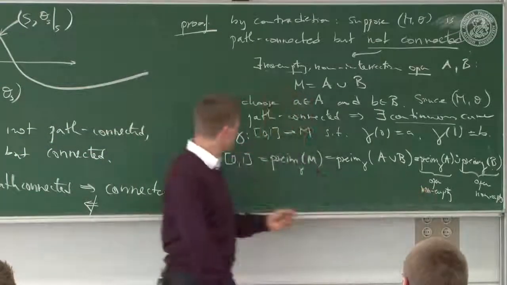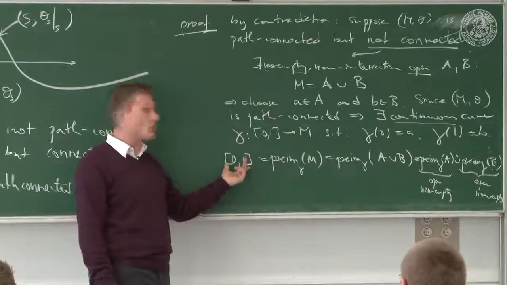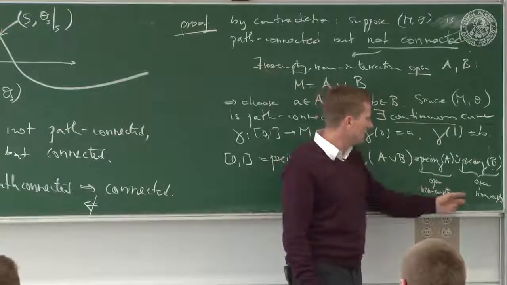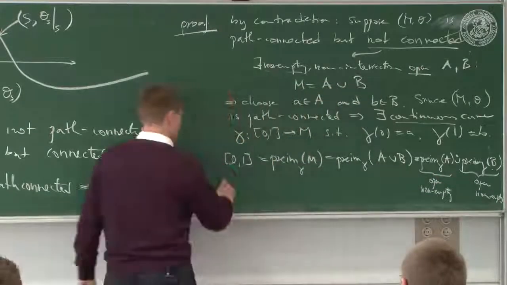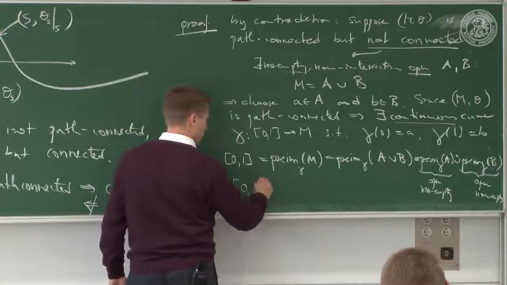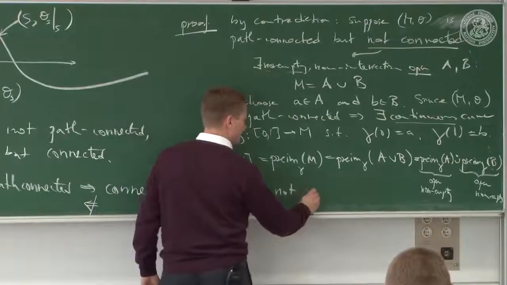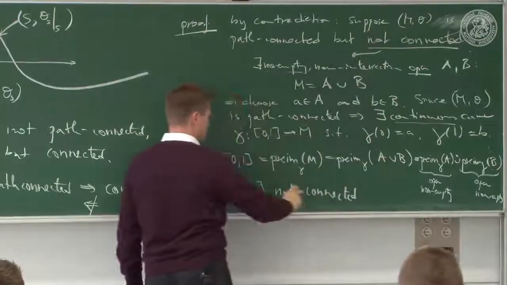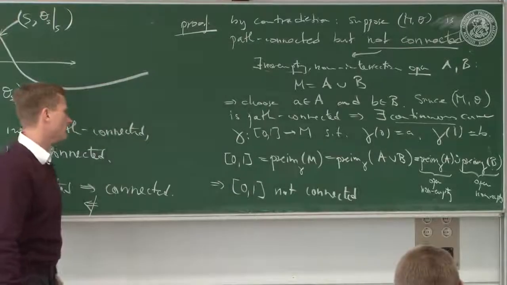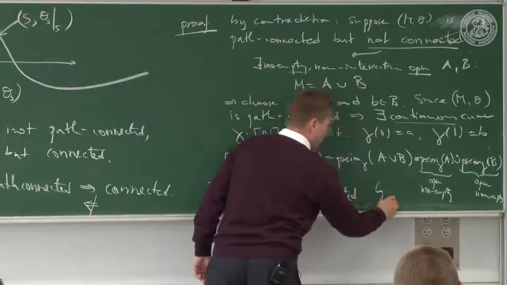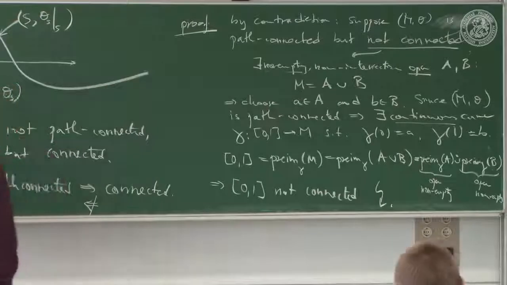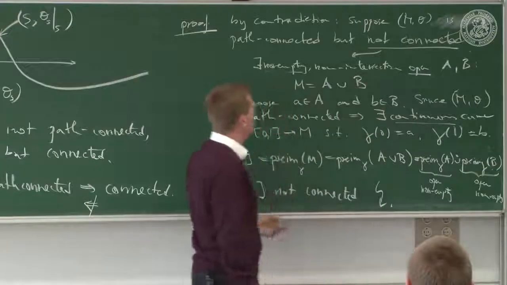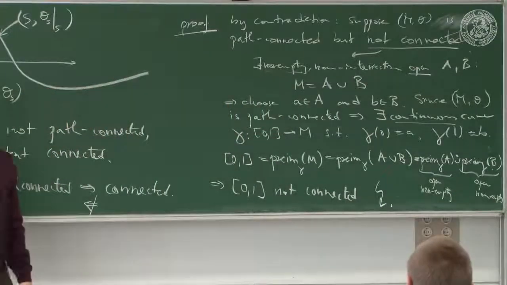So that means we have the interval from 0 to 1, and we decomposed it into two open, non-empty, non-intersecting sets. That implies that the interval 0, 1 is not connected. Now we start with the not connectedness of the topological space. We now have the not connectedness of this interval, and we know that is not true. That's a contradiction. Hence, a space cannot be path connected but not connected. End of proof.